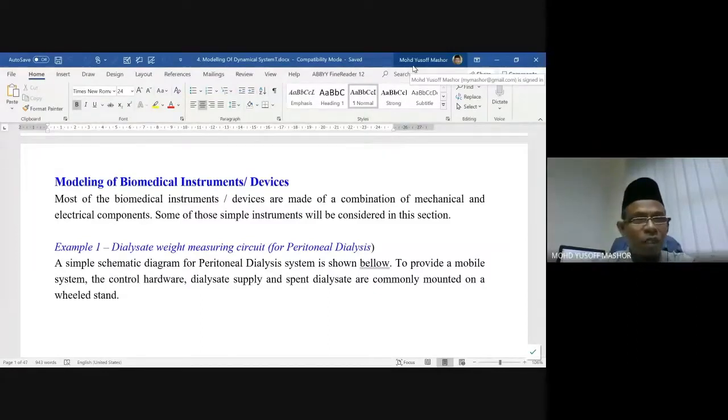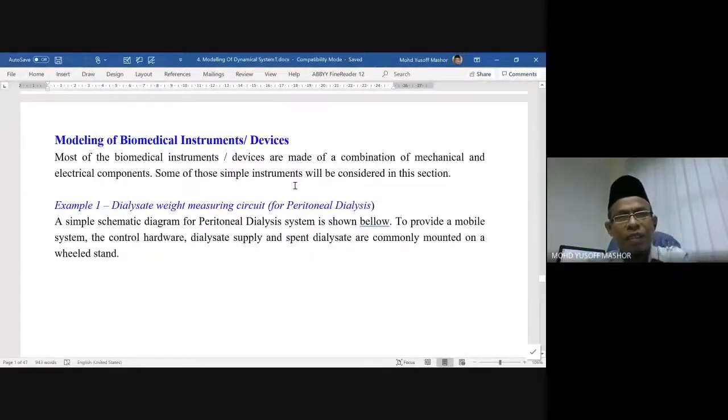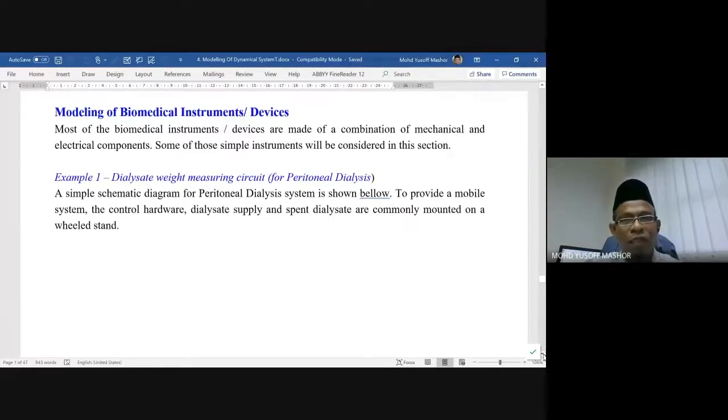Okay, model of biomedical instrumentation or devices. For biomedical instruments, normally they are a mix of mechanical and electrical systems and, of course, some biological processes. So we try to investigate how some of the medical equipment or medical devices work.